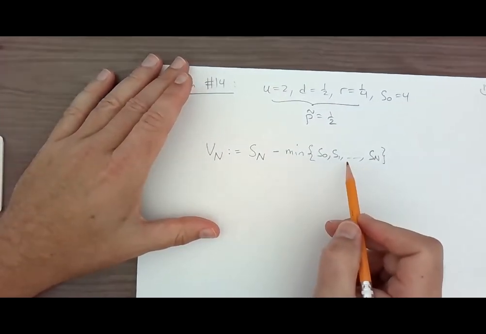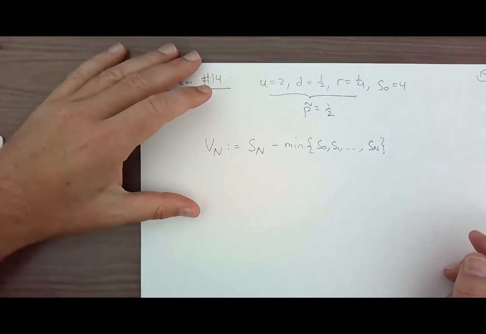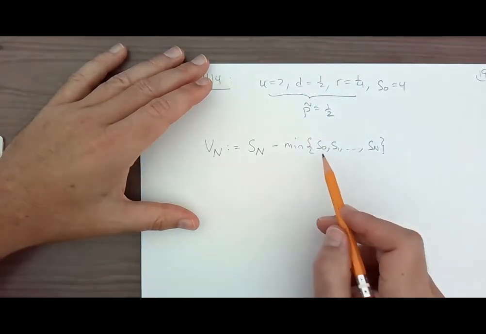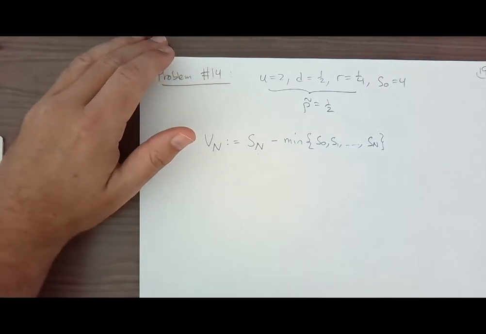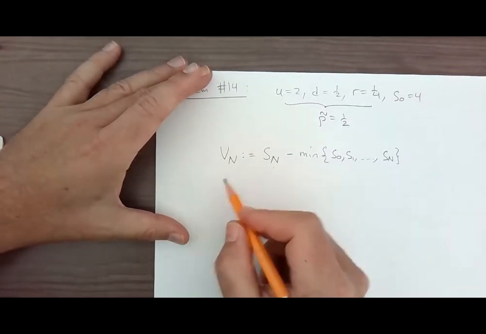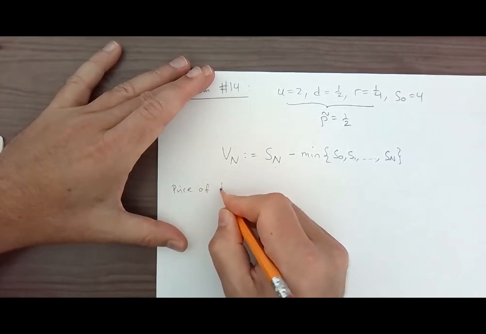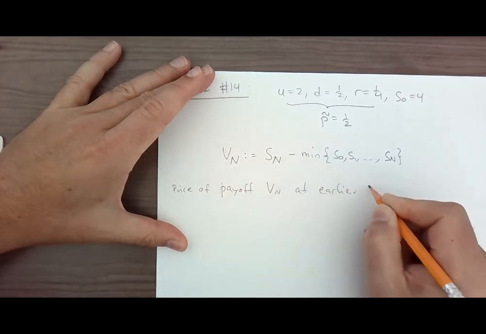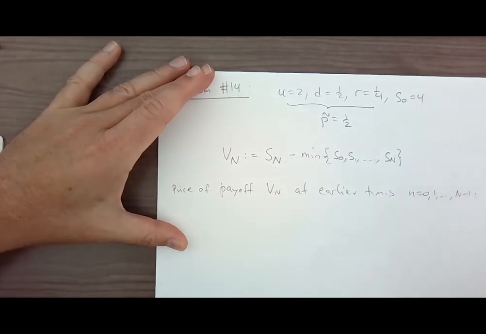So again, there's a min. When you start looking at trees, make sure to break out the tree into all its possible branches. Don't recombine them here, because with the min and the max, you don't have the nice Markov property that S has. So the question is, if you want to price the payoff Vn at earlier times, time 0, time 1, all the way up to time n minus 1, how do we do it?